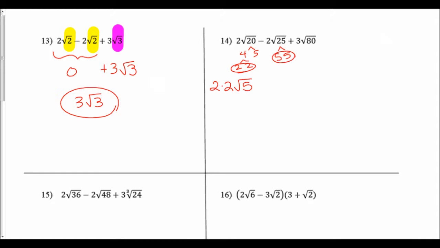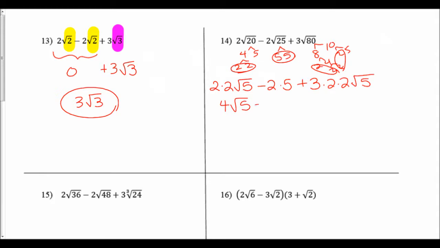For the square root of 25, I can take a 5 out. I already had a minus 2 on the outside, then I have my 5 that I take out. In my next term, I had plus 3, and now I'm going to break 80 down. When I break 80 down, I have 2 2's that I can take out because I have 2 sets of 2's. And I still have the 5 left underneath. So in this expression so far, I have 4 square roots of 5 minus 10 plus 12 square roots of 5.